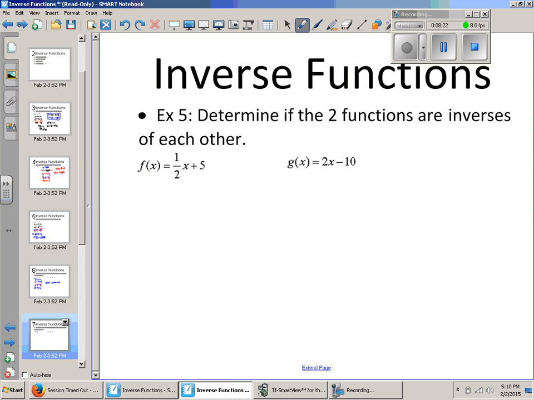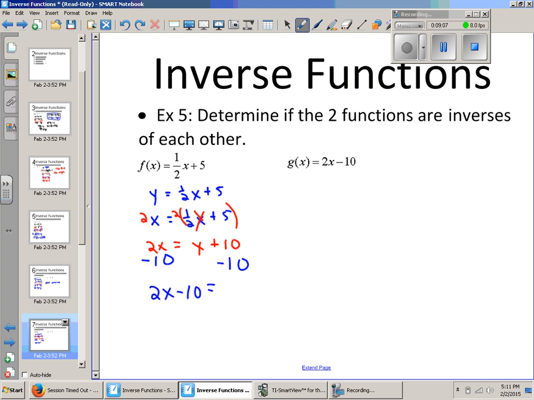All right, let's look at example 5. Now, these two inverses. So we're going to switch f of x and y, switch x and y. We don't like that fraction, so how could we get rid of it? We could multiply everything by the denominator. That'll give us 2x equals y plus 10, because remember we need to distribute that 2. Now we're going to subtract 10 on both sides, and we get 2x minus 10 equals y.